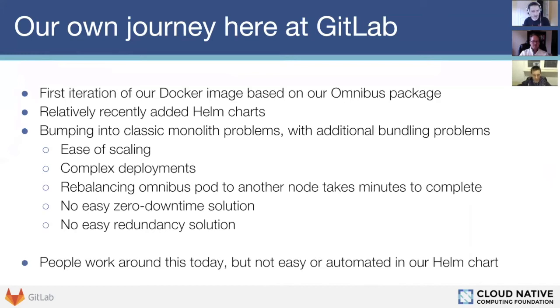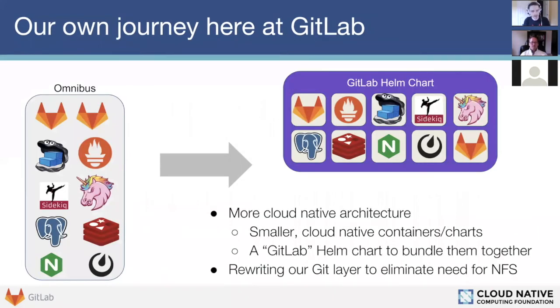And so the net result was that there wasn't really an easy zero downtime solution in the cloud native model, nor was there an easy redundancy solution. You could work around this today, and customers certainly did it, but it wasn't meeting that cloud native architecture, and it wasn't as easy or as automated as we prefer in our Helm chart. So that's where we're at. But we're aggressively moving towards a more cloud native architecture here. We have an active project underway to help accomplish this, and we're moving as quickly as we possibly can.